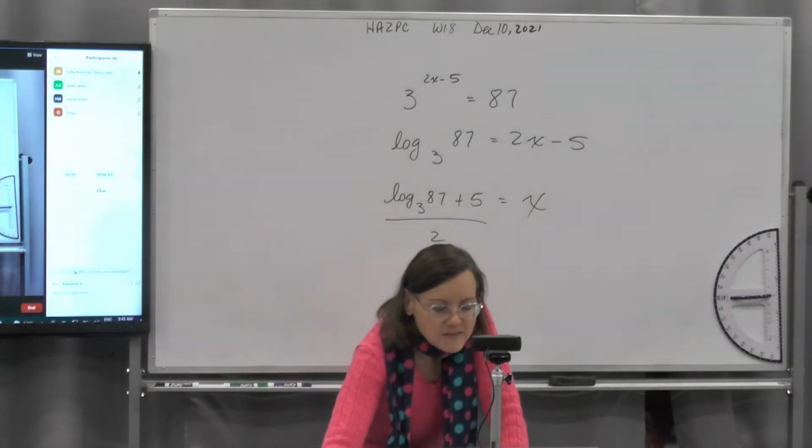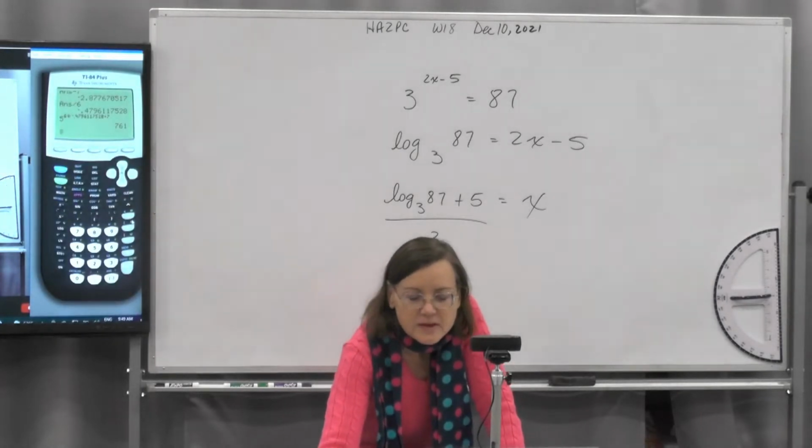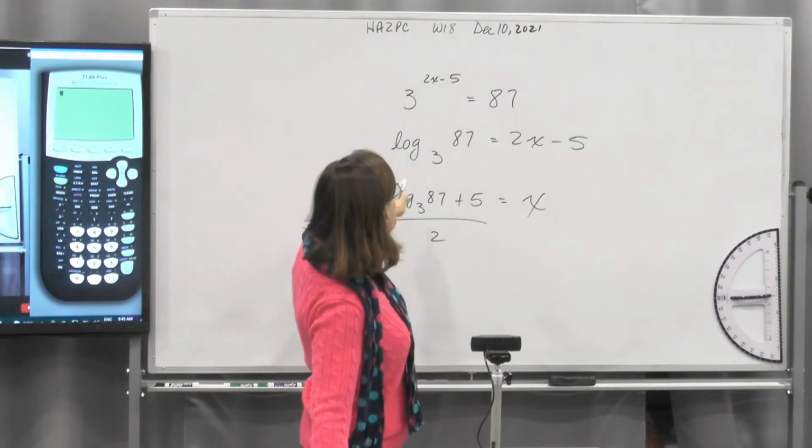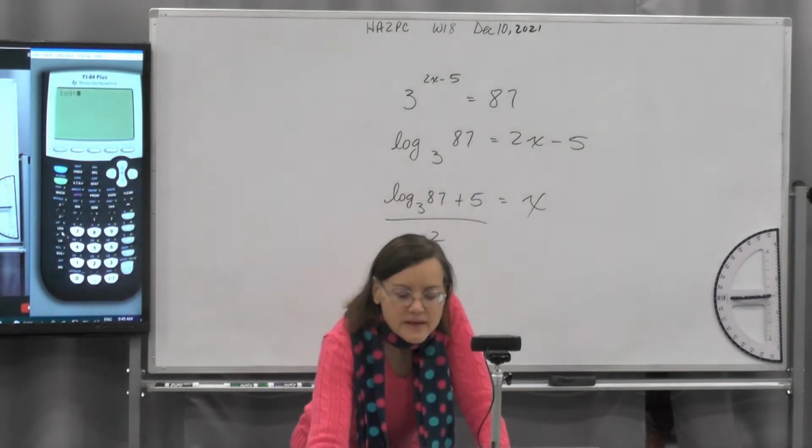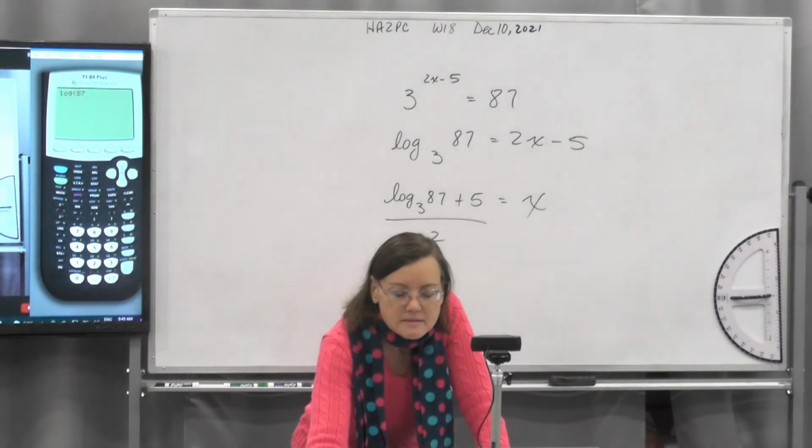I'll do one more on the calculator just for the fun of it. I do have an answer on this one for my key, so I'm going to make sure I do this right. The log of 87 divided by the log of 83, right? That's my change of base.